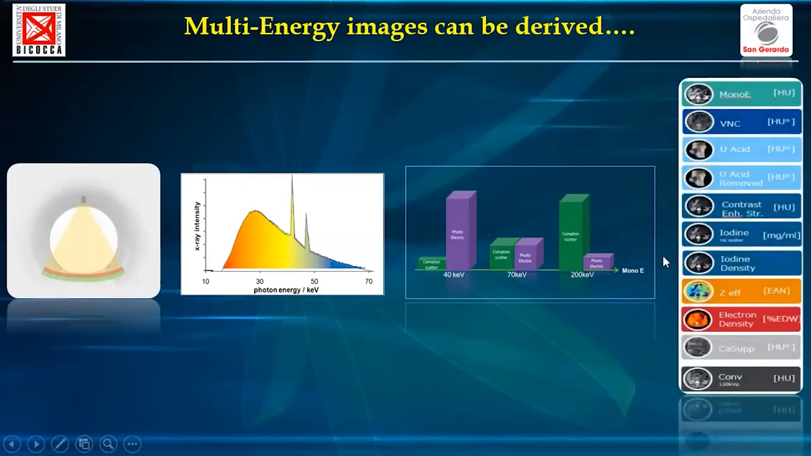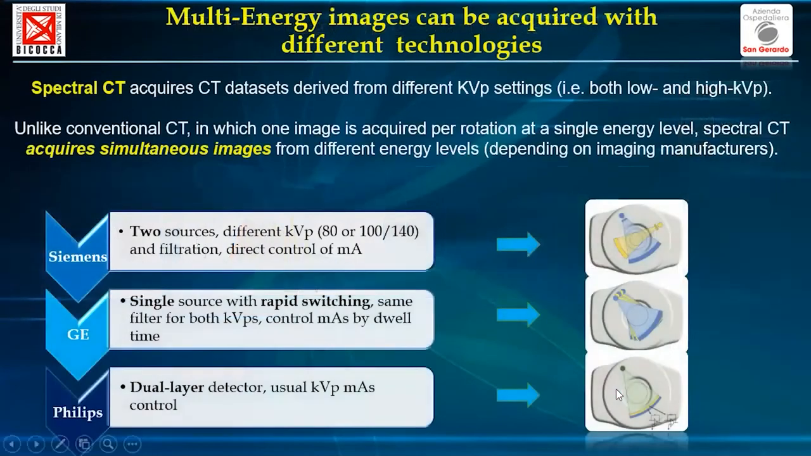But the most important thing is that we can derive several specific images that are strictly related to the photoelectric and Compton effects. So we can create virtual non-contrast images, we can quantify the iodine, we can appreciate the Z effective and electron density of each tissue, just having two measurements. And spectral CT usually acquires a CT data set derived from different energetic levels, high and low. Unlike conventional CT, in which one image is acquired per rotation at a single energetic level, spectral CT acquires simultaneously images that derive from different energetic levels, depending on the manufacturer.